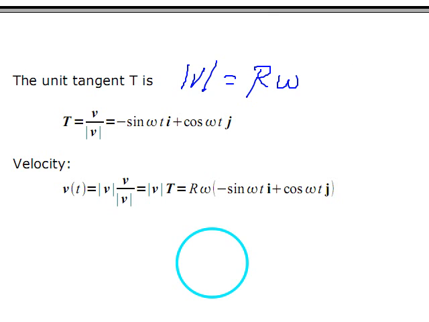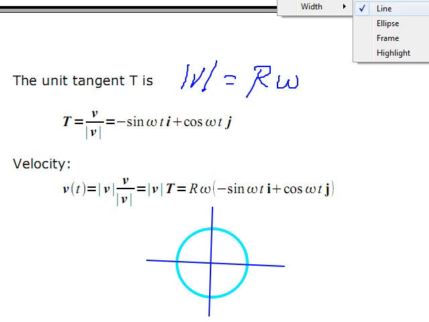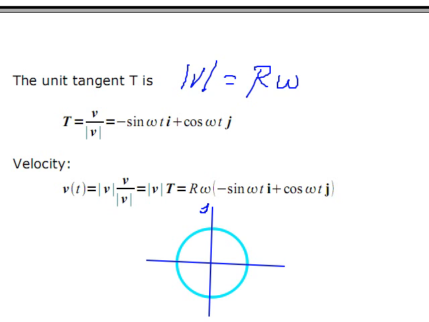So here would be our circular path, say, and I'll put some I and J coordinate system on here. This is J and this is I. Okay, and now let's just look at this vector at different times. So when t equals 0, then this tangent would have a value of 0 in the I direction plus 1 in the j direction.